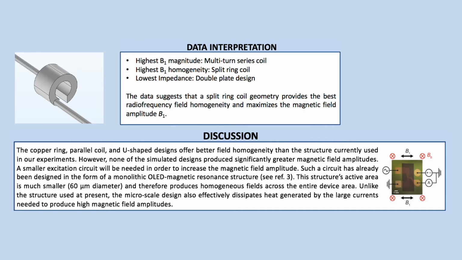This data suggests that we should try implementing a split ring coil geometry into our experimental setup, as it provides the most homogeneous magnetic field across the entire sample area, which is something we haven't tried before. However, this data also suggests that we have pretty much already maximized the magnetic field strength that we can use with our experimental setup that we have currently, and the given parameters that we already use. So in order to increase the magnetic field strength, we would need a separate design, which I go into more depth in my discussion.